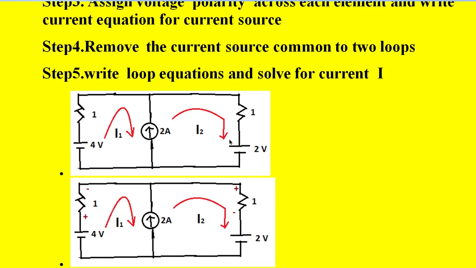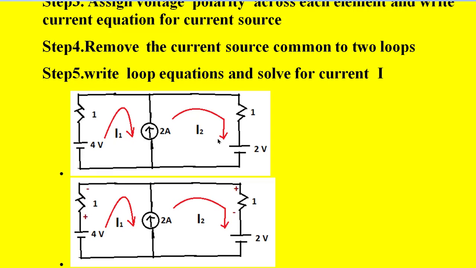The first step is identifying the number of loops in the circuit. That is already done: this is one loop, this is another loop. Then assigning the currents for each loop. This is loop 1 and this is loop 2. For loop 1, we assume the current I1 flowing in the clockwise direction. In loop 2, we assume the current I2, also flowing in the clockwise direction like this.